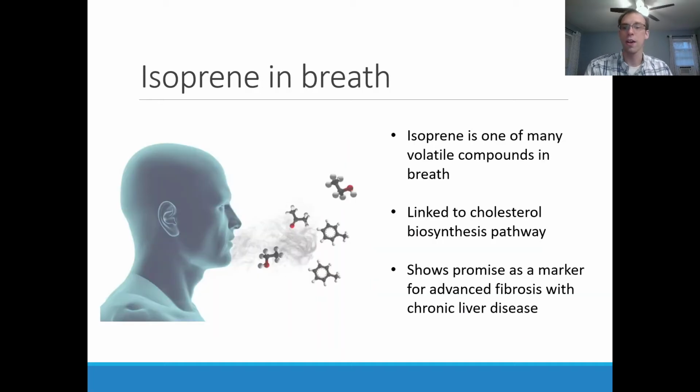Isoprene also shows up in our breath. Isoprene is one of many different volatile compounds found in breath. And there's interest in measuring breath isoprene as a way of non-invasive monitoring of patients. And this is because isoprene has been linked to the cholesterol biosynthesis pathway. And also, in particular, it's been shown to have promise as a marker for advanced fibrosis in people with chronic liver disease.